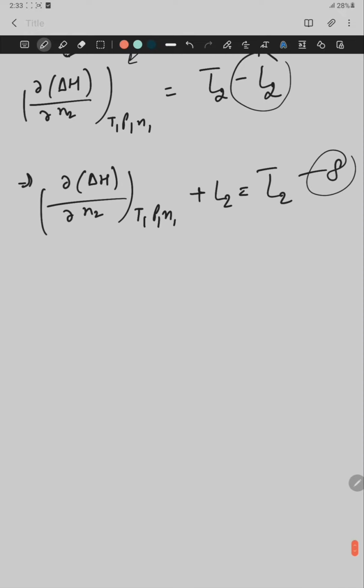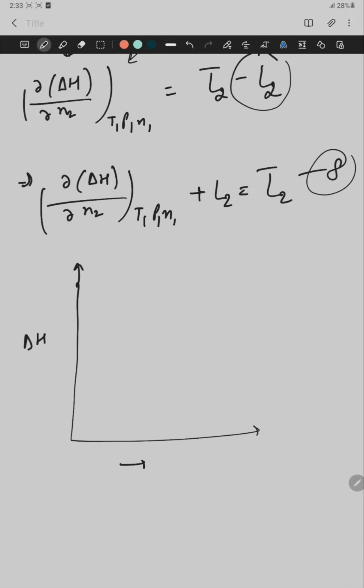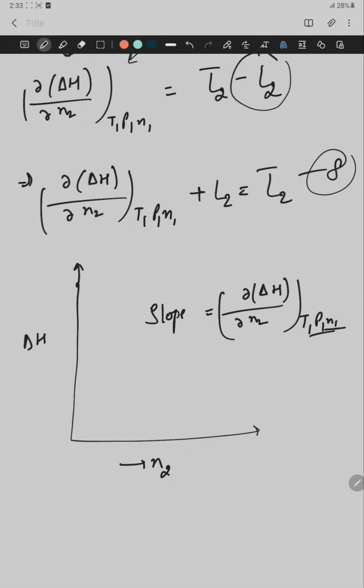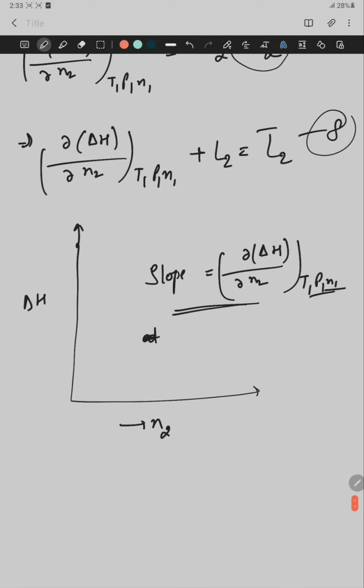Now if you plot a graph between delta H and N2, the slope of this graph will give the value of curly delta H divided by curly N2 at constant temperature, pressure and N1. So from this graph we can calculate the slope value at a known L2. L2 is for the pure solute, so the L2 value can already be known to us. So if L2 is already known, this differentiation can be determined from the graph.